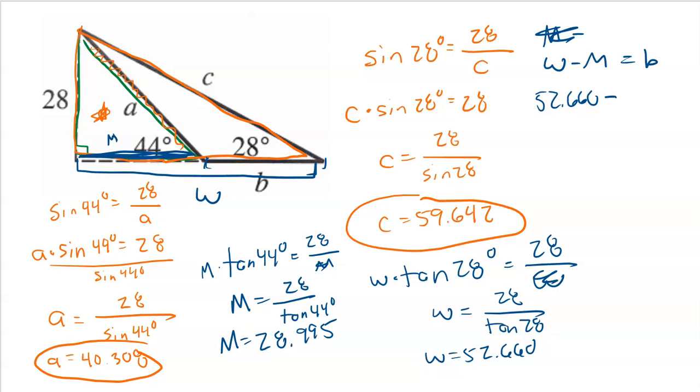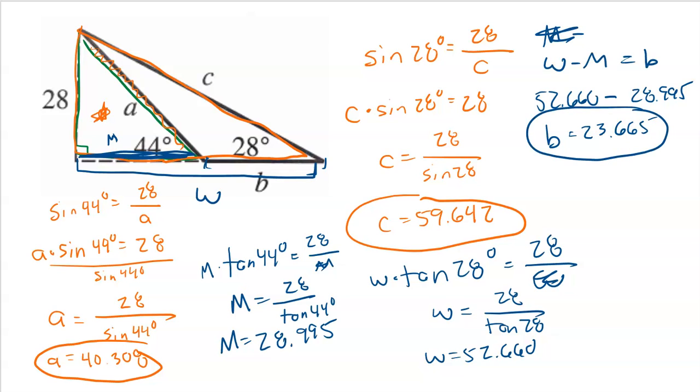So again, now to find B, I'm going to take that big length W, which was 52.660, and subtract that small length M, 28.995. And once I do that math, 52.660 minus 28.995, I get B to be 23.665.